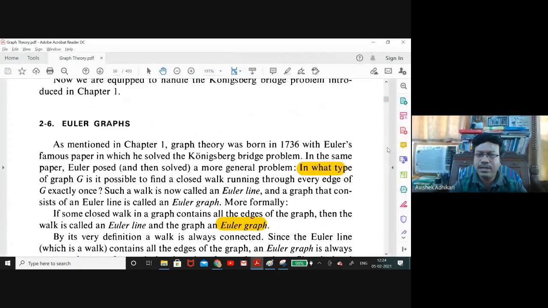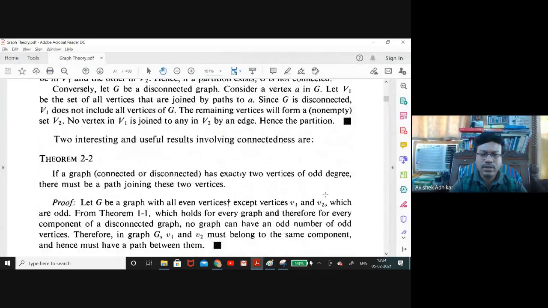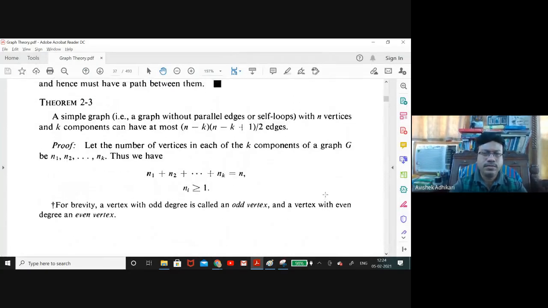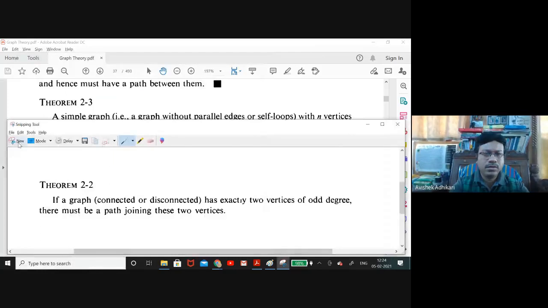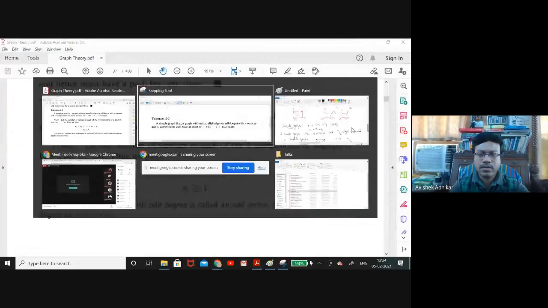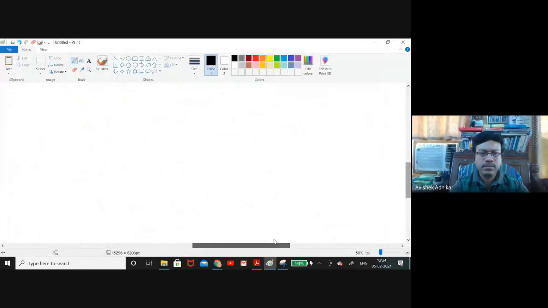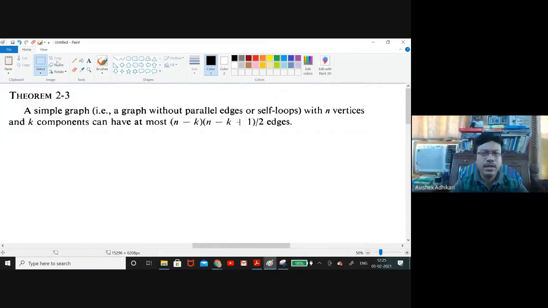The original result says that if you have a simple graph with n vertices and k components, it can have at most this many edges. So I'm giving you just the basic idea of this proof.